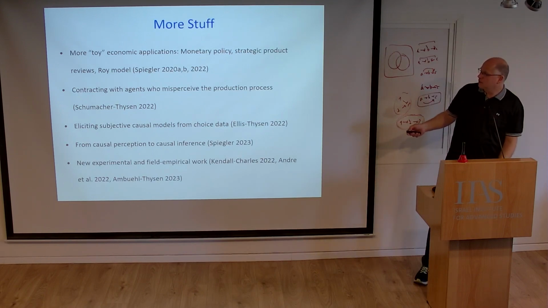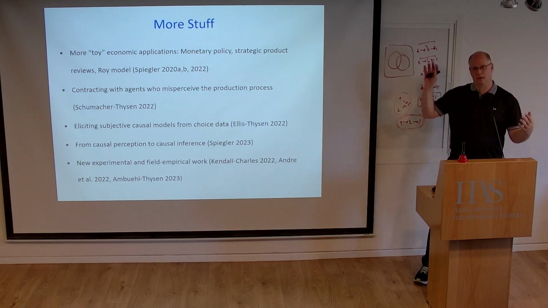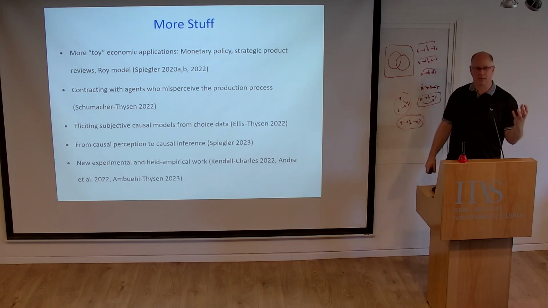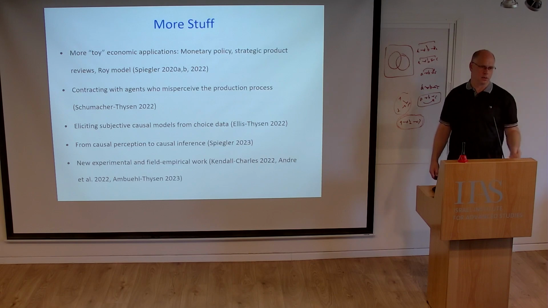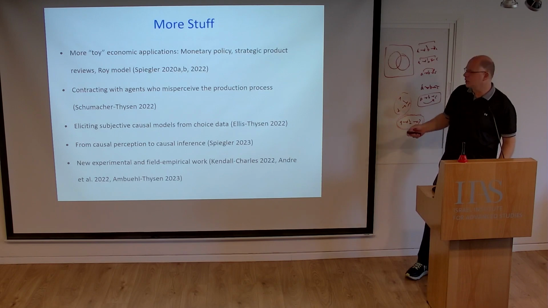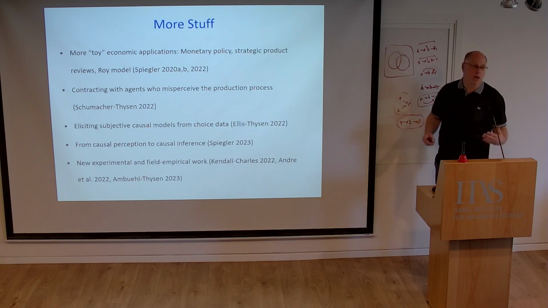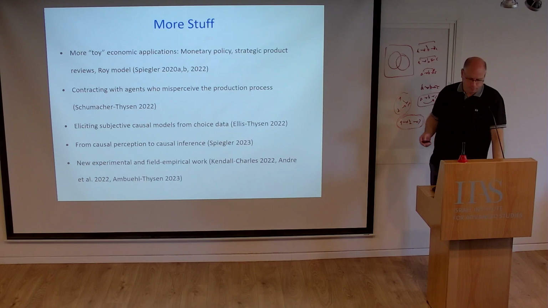Heiner Schumacher and Heidi Tyson have a nice paper that takes this formalism to a contract theory setting. We have a principal and an agent, and the agent has a misperceived model of the mapping from actions to consequences. He doesn't understand the production process. The question that came up indirectly is whether you could reveal somebody's subjective causal model from choice data. So this exercise by Andrew Ellis and Heidi is about eliciting subjective causal models from stochastic choice data.